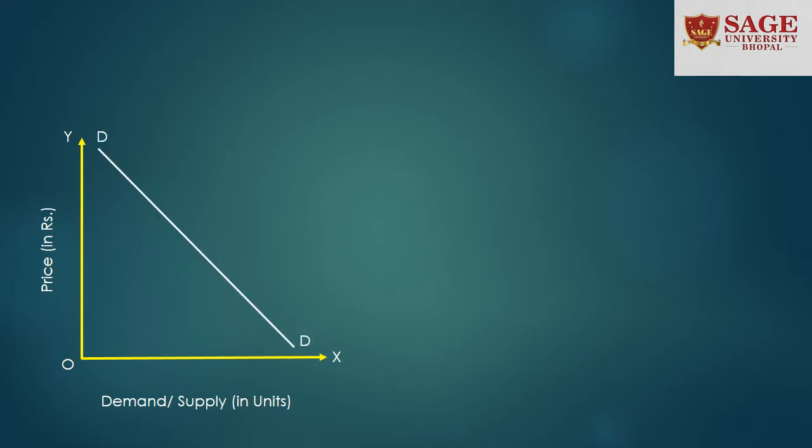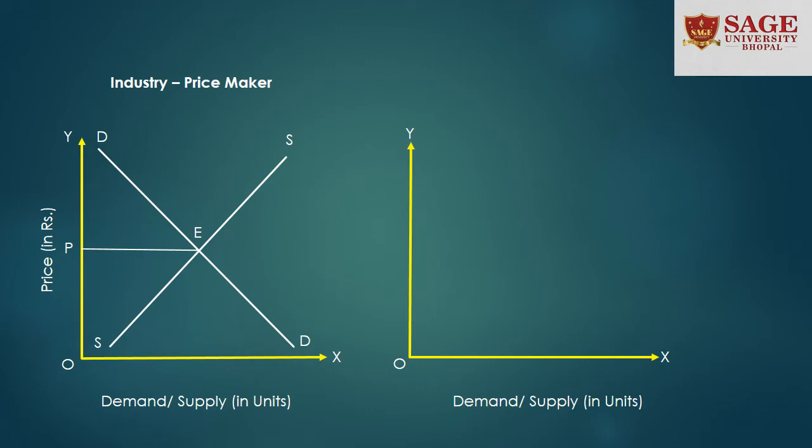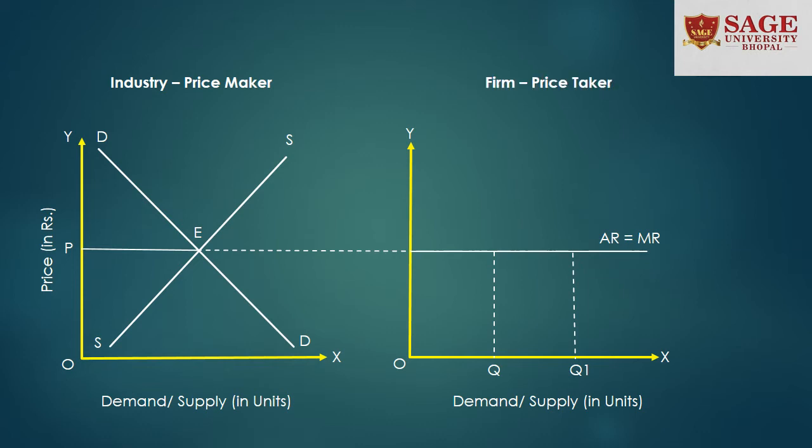In this, the market demand curve DD and the market supply curve SS intersect at a point E, at which OP price is determined. The price of OP is adopted by the price taker firm, and the firm is free to sell any quantity from OQ to OQ1 or any quantity at this price. This makes the AR curve perfectly elastic and thus parallel to x-axis.